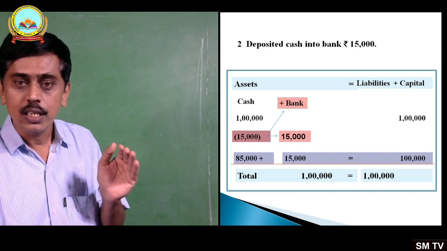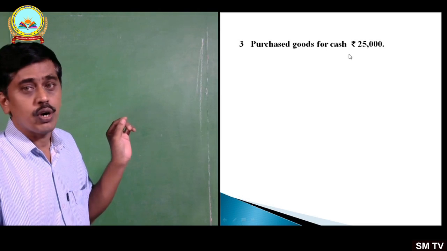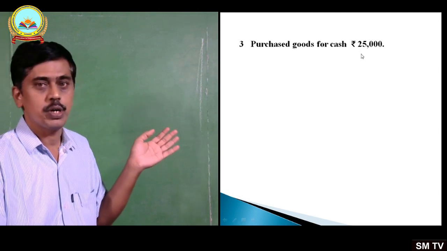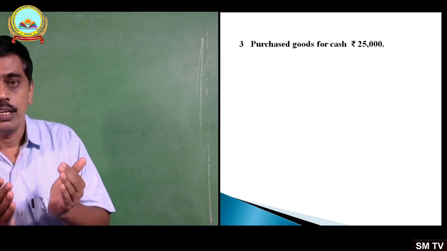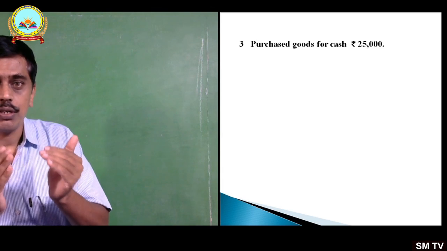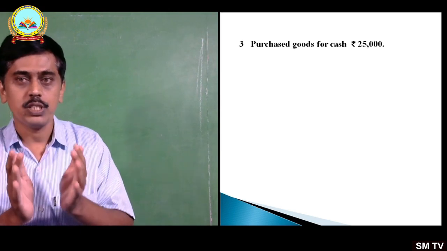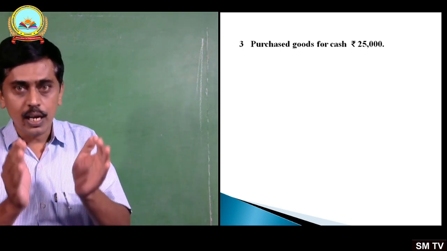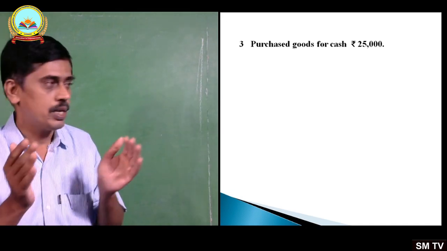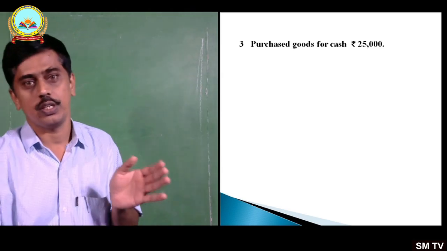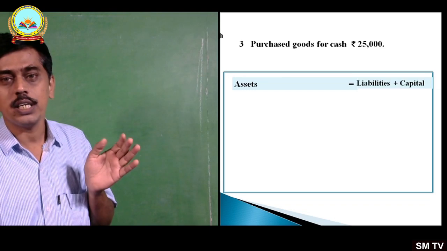Now let me take the third transaction. What does it say? Purchased goods for cash rupees 25,000. What happens here? He pays 25,000 rupees cash and purchases goods worth rupees 25,000. Before analyzing this event, let us first write the accounting equation at the existing position. What is the accounting equation?